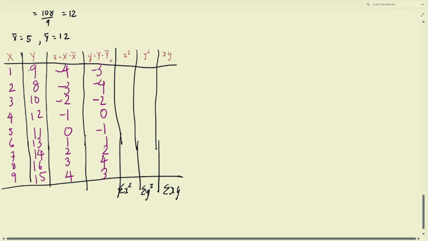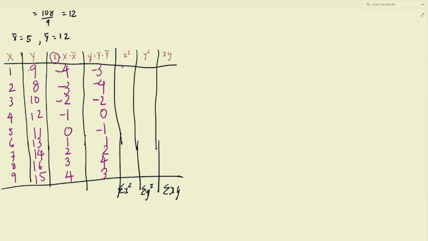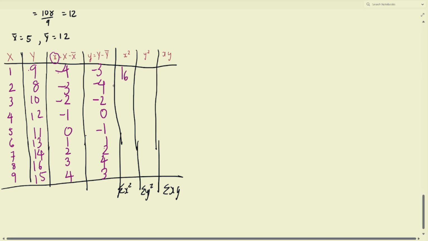So basically x square is the square of this one. 4 square, minus 4 square is 16. It's very easy. Minus 3 square is 9. The negative value will be removed over here. 4, 1, 0, 1, 4, 9, 16. So the summation over here we get is 60. Similarly we calculate y square: 9, 16, 4, 0, 1, 1, 4, 16, 9. After summing up we also get 60.